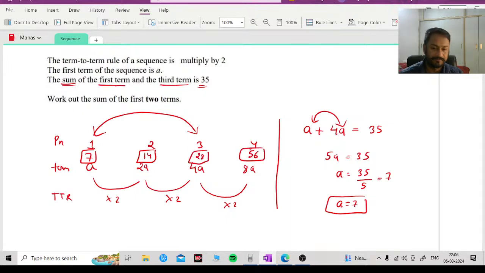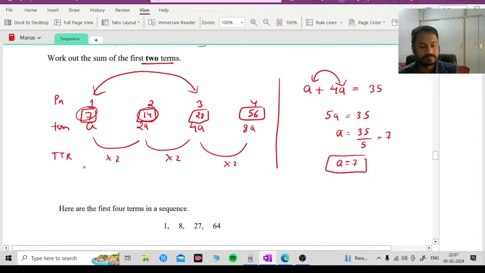So you got the first terms. Now they're asking to work out the sum of the first two terms. So you need to add these two terms, first term and second term. The first term is 7 and the second term is 14. So this will give you the answer 21. Clear? So a very easy question.